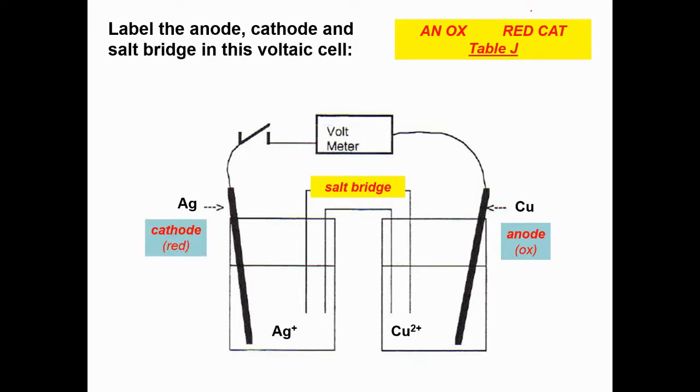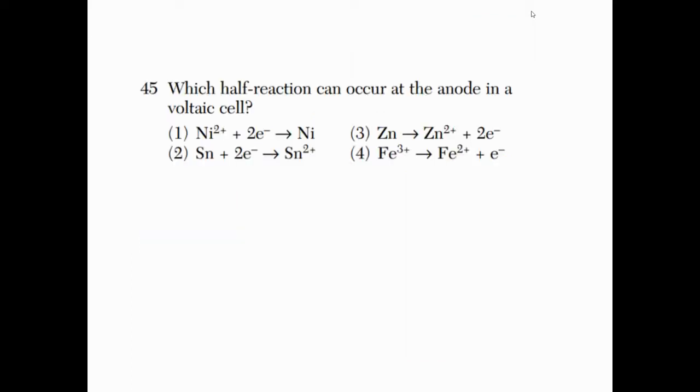Silver is lower on Table J. Silver must be the cathode, and the electrons travel from anode to cathode. So there we go. And again, remember, the salt bridge is so ions can travel back and forth.